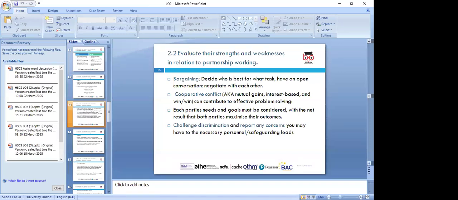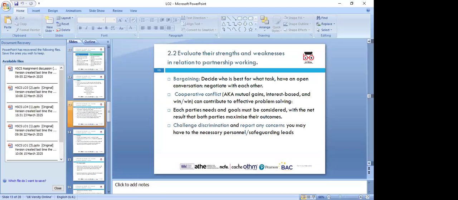Cooperative conflict, also known as mutual gains, interest-based and win-win, can contribute to effective problem solving. You try to bring people together collaboratively. You have to be cooperative. Make sure that you're able to cooperate and deal with conflicts that arise within the group. Make sure that there's a win-win and it's fair across the board, so that nobody feels that they've been sidelined or maltreated. Each party needs a goal and must be considered, with the net result that both parties maximize their outcomes.